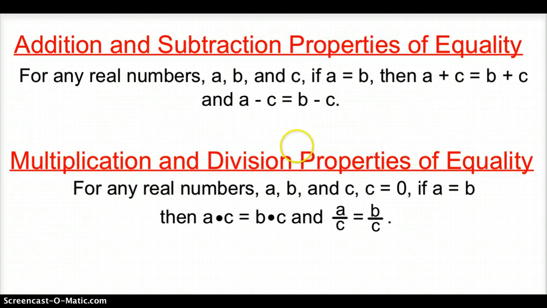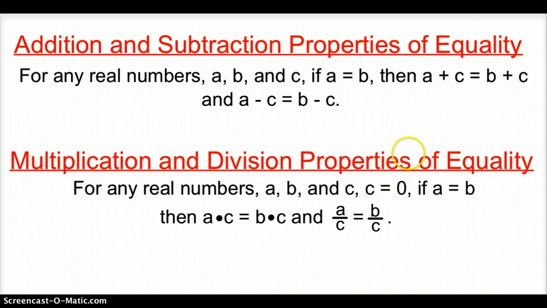Some more properties, addition and subtraction properties of equality. Let A, B, and C be numbers. A equals B, and so if you add the same thing to A and B, they better be the same. Same thing for subtraction. If A and B are the same number, you take C away, they better equal the same thing. Multiplication and division properties of equality, kind of the same.